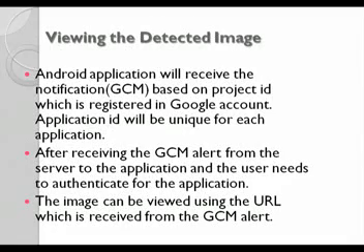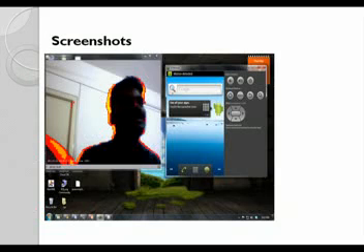Finally, viewing the detected image. When the motion is detected, the image will be sent to the Android mobile application. The user will get the notification on his mobile. If he enters the correct username and password, he will get the URL of the image. By pressing that URL, he will view the image of the detected motion.